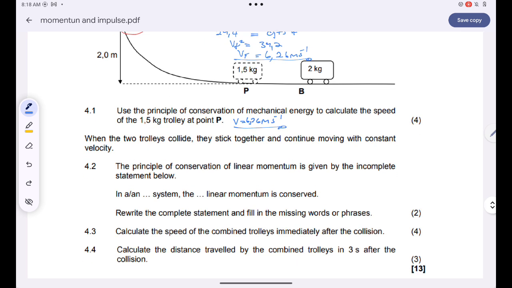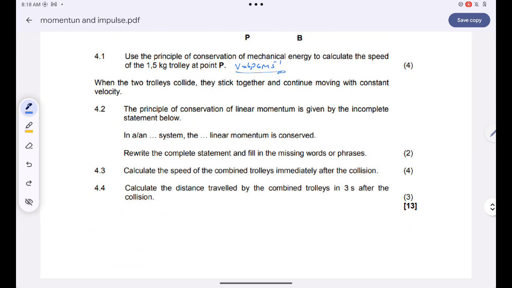In here, guys, you just need to state your conservation of linear momentum in words. It simply says that in an isolated system, the total linear momentum is conserved in both magnitude and direction. Are we together? Or others would prefer to say in a closed system, the total linear momentum is conserved in both magnitude and direction. Okay, then now let's go to 4.3.